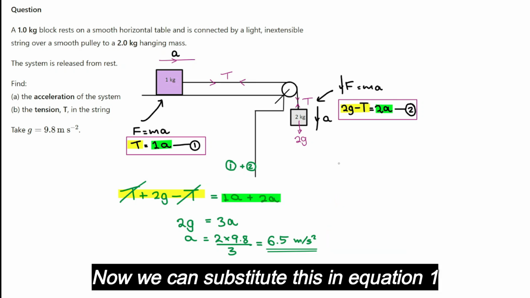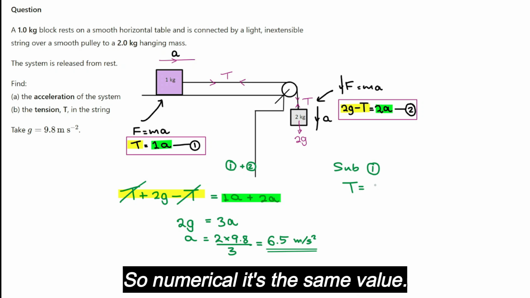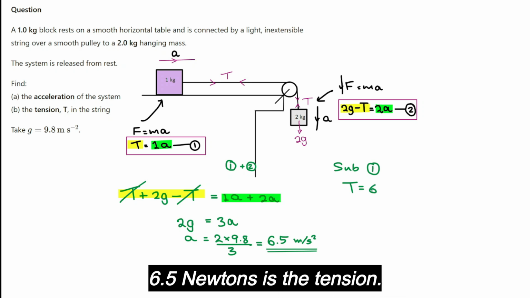Now we can substitute this in equation 1, where we know tension is 1 times a. So numerically it's the same value. 6.5 newtons is the tension.